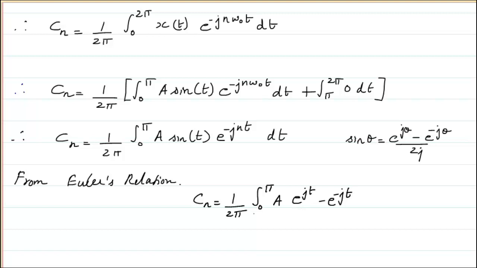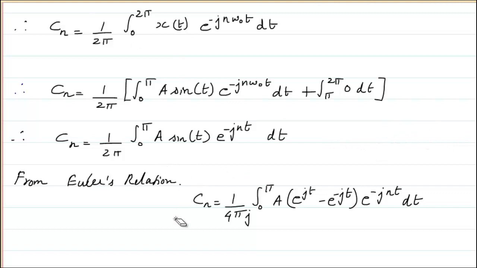That 2j I can take outside, so I will get a j here and a 2j, so this 2 will become 4. So this also I will write as 4. 2j I have taken outside because it is not a function of t, into e raised to power minus j n t dt. So we have used this formula, that is Euler's relation, and we have got this. Now here you can see I can take this inside and solve a little bit more. So let me do that.